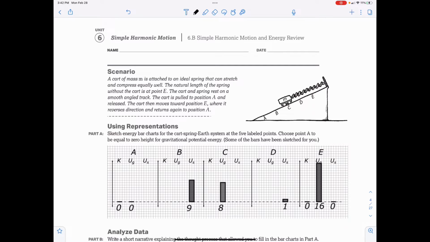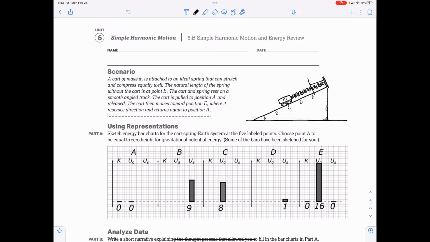AP Physics 1 Workbook, Unit 6, Simple Harmonic Motion. Activity B, Simple Harmonic Motion and Energy Review. Please remember to pause or rewind the video as necessary. Let's begin. A cart of mass m is attached to an ideal spring that can stretch and compress equally well. The natural length of the spring without the cart is at position E. So you can see here, that right there would be the natural length of the spring.